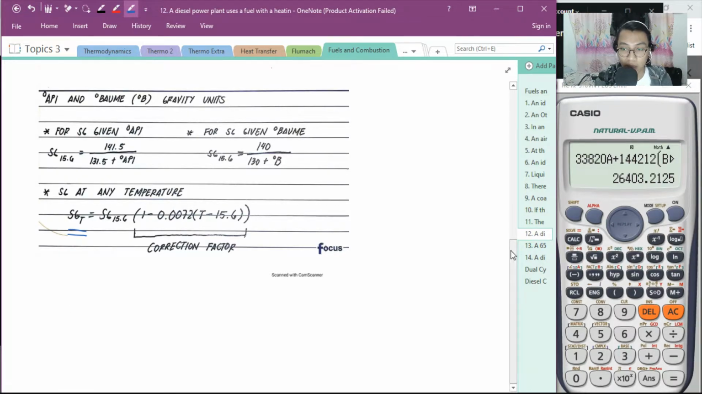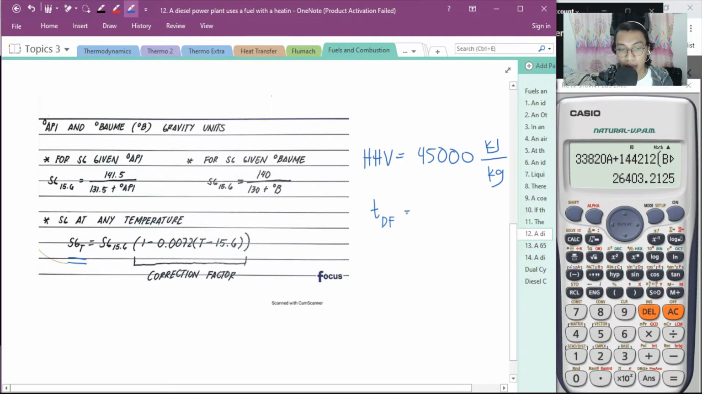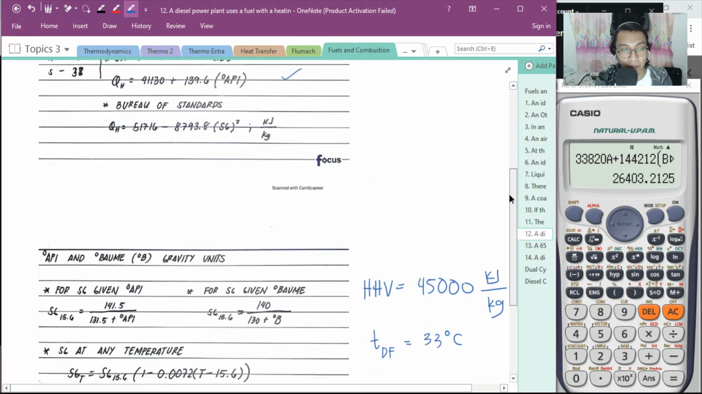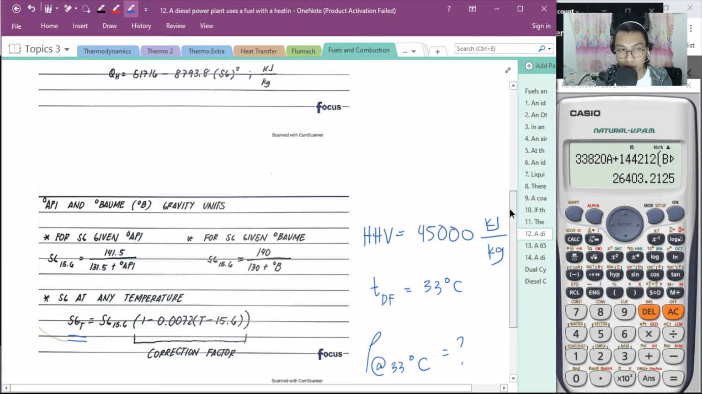First, ano mga given dyan? You are given the HHV. HHV is equal to 45,000 kilojoule in every kilogram. And then you are given ng temperature ng oil or ng diesel fuel at 33 degrees Celsius. Yun lang ang binigay sa'yo, wala na iba. At ang hinahanap is the density at 33 degrees Celsius. Okay. So let us begin with the HHV given by this formula, yung may degree API.